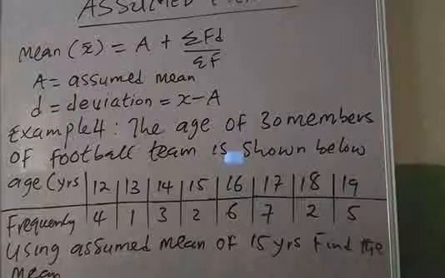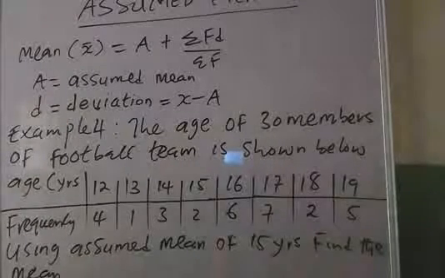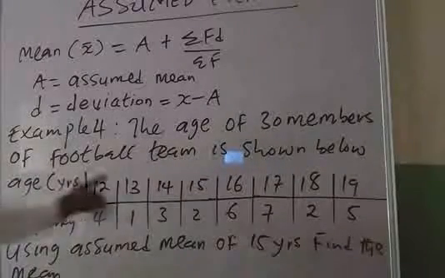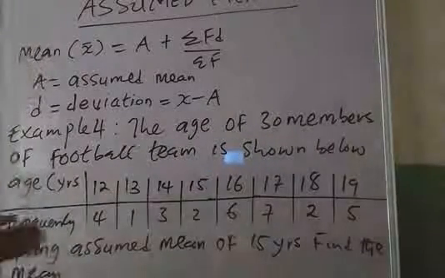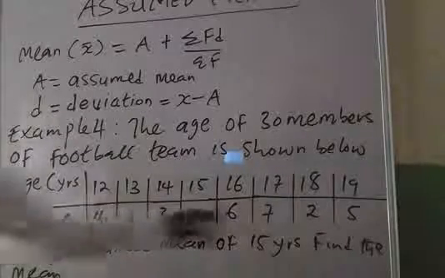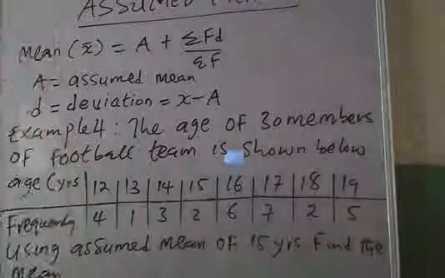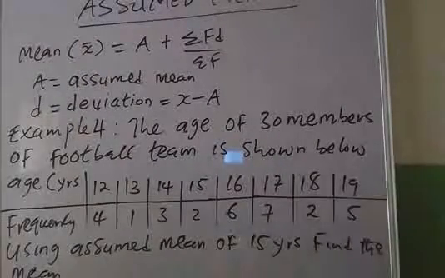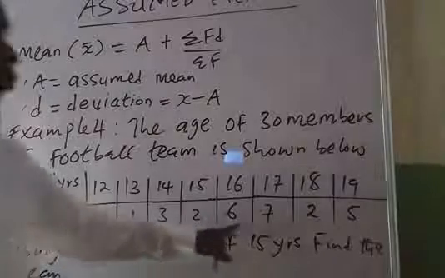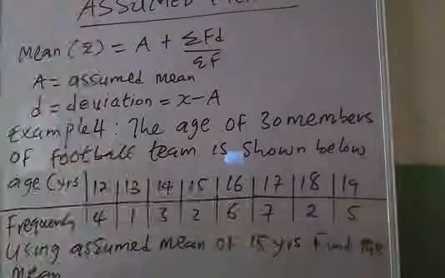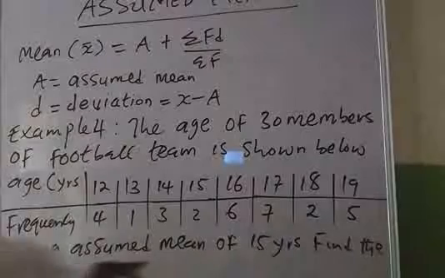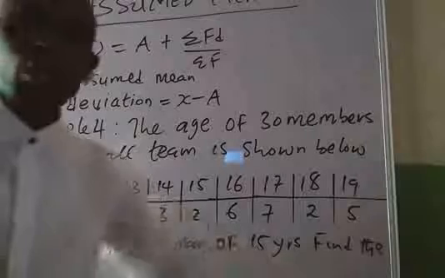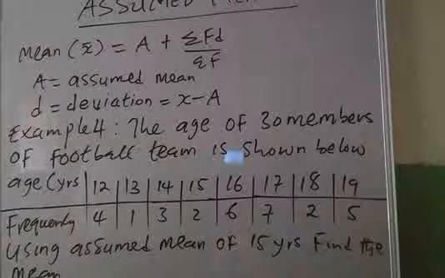We are going to look at an example. I want you to quickly copy this example. Example 4. The age of 30 members of a football team is shown below. This is the table. The age range between 12 and 19. And the frequency is also shown under. You have 4, 1, 3, 2, 6, 7, 2, and 5. We are using the assume mean of 15 to find the mean.